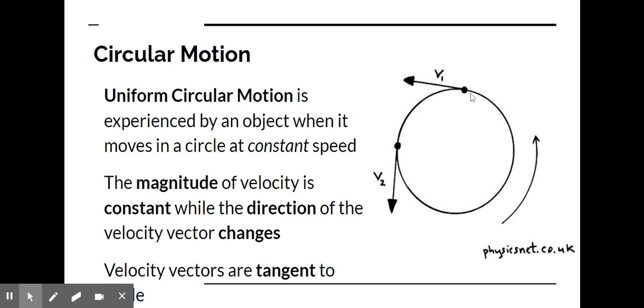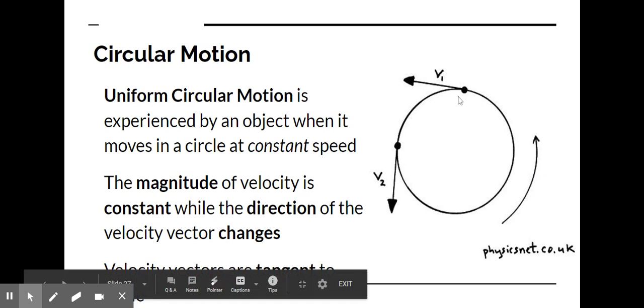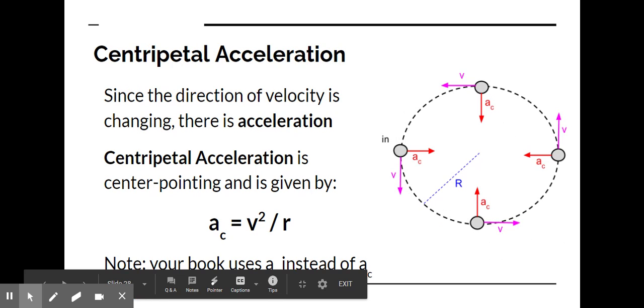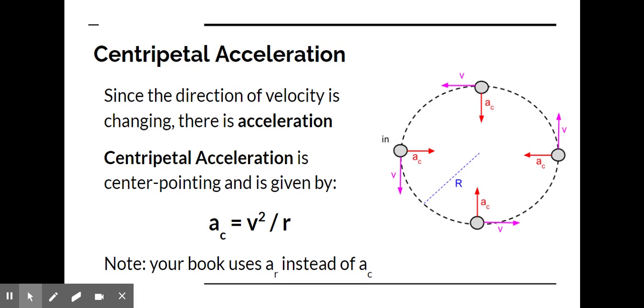Okay, and again, a velocity vector for something moving in a circle is going to be tangent to that circle. Now we also have centripetal acceleration. Since the direction of velocity is changing, there is acceleration. So again, when we have changing velocity, we have acceleration. Even though the magnitude of the velocity is not changing, because we have a change in direction, we are going to have acceleration. So centripetal acceleration is center pointing and is given by this equation.